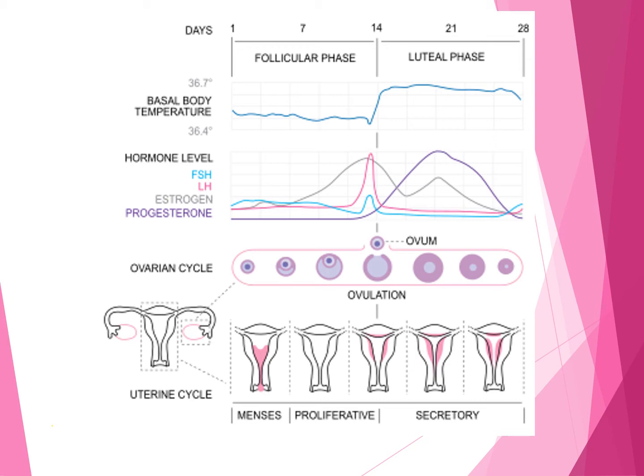Next you see the ovarian cycle. In that you see the ovum come out from the Graafian follicle on the 14th day, and then the uterine cycle, that is when the menses starts. At that time the progesterone also drops.